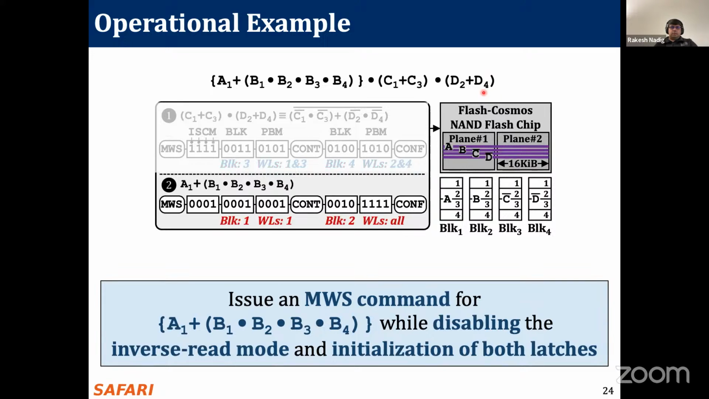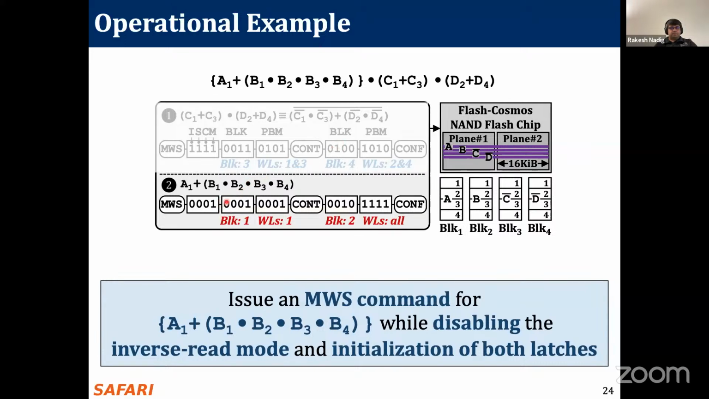Then if we jump to the first half, where we have 3 bitwise AND operations and an OR operation, here the difference, if you notice the flags, is that we don't initialize, since they're all being stored in their actual form. We don't invert the data, and we also don't initialize the sensing and the cache latch, because the output of the previous, or the second part of the logic equation, is already there in these sensing and cache latches.